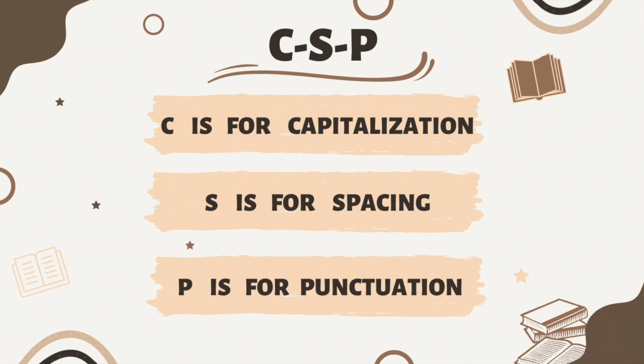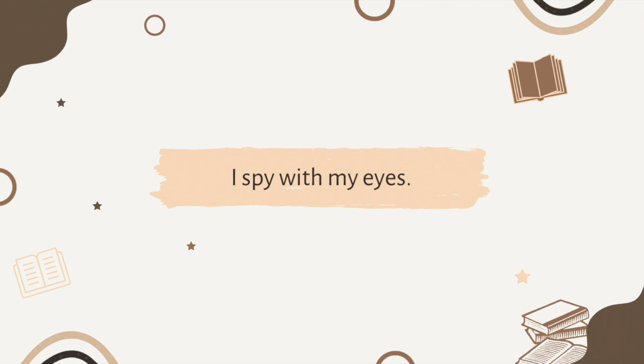We often capitalize the first letter in the sentence, like so. I spy with my eyes. See how the I is capitalized? Now notice the spacing within the sentence. After each word, there is a space before the next word. Now let's look at punctuation. Notice how there is a period at the end of the sentence, showing that the sentence is now finished.